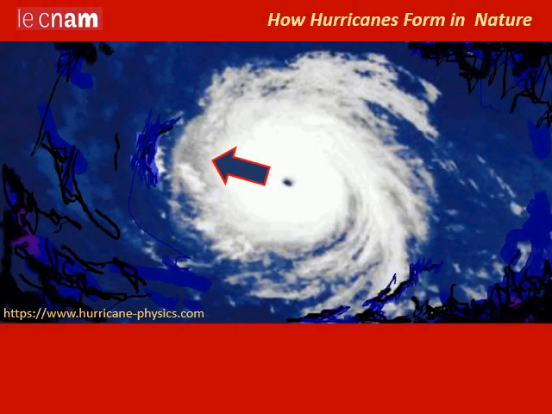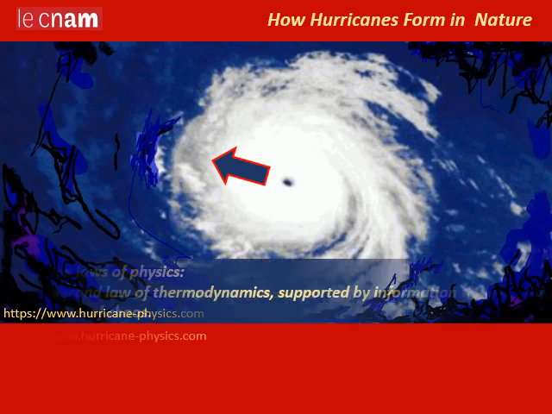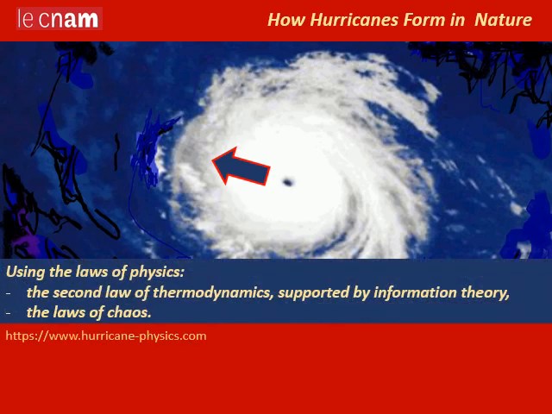The main cause of weather phenomena is an extreme rise in the surface temperature of tropical seas in the summertime. The resulting tropical cyclones act as valves that release heat accumulated in tropical regions. Cyclones form in nature using the second law of thermodynamics, which is confirmed by information theory and chaos theory, and can become dangerous if they turn into hurricanes.